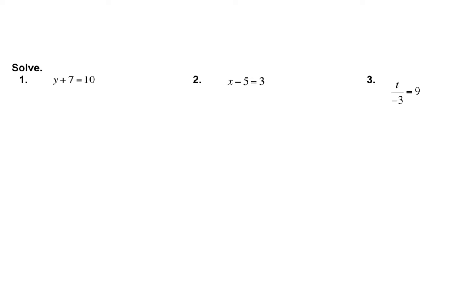All right, so let's go ahead and apply these properties and solve the following equations. For number 1, I have y plus 7 is equal to 10. Now remember, we're trying to isolate that variable, and what I do to one side, I have to do to the other. To undo addition, we subtract. So I'm going to undo the 7 here to get that variable all by itself, and I'm going to have y is equal to 3.